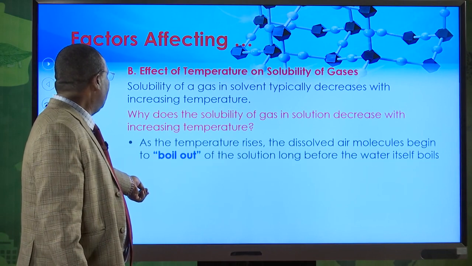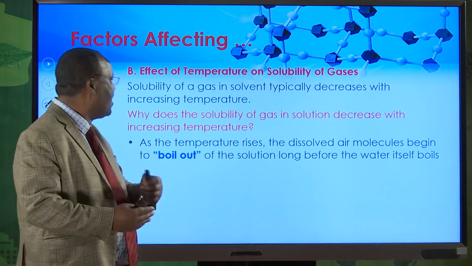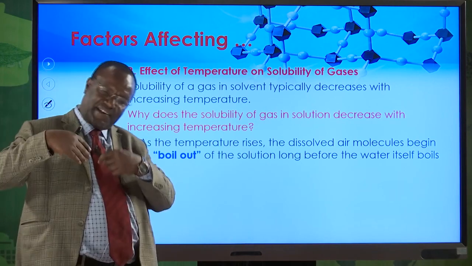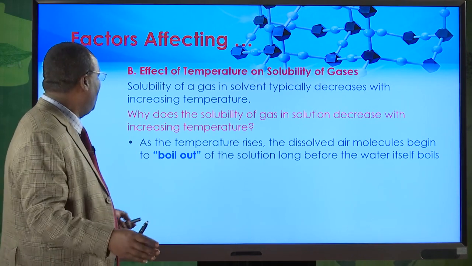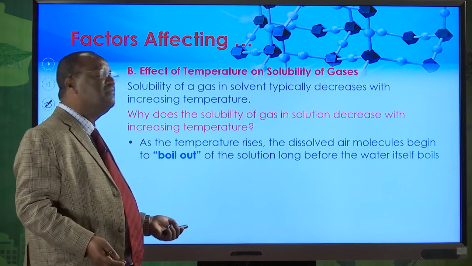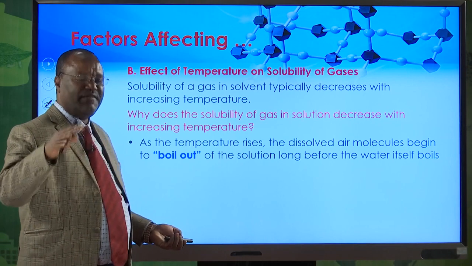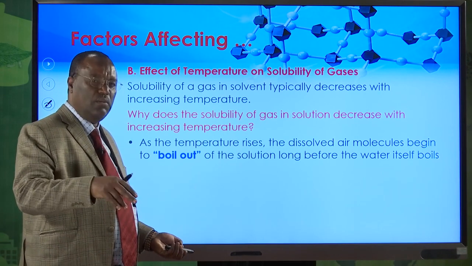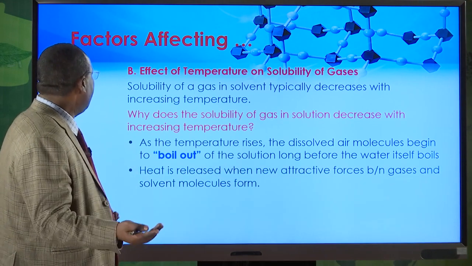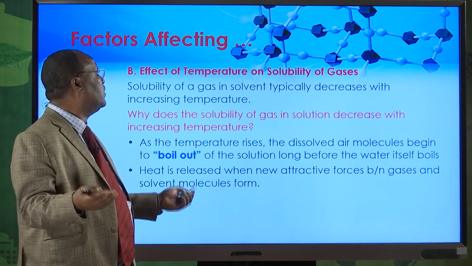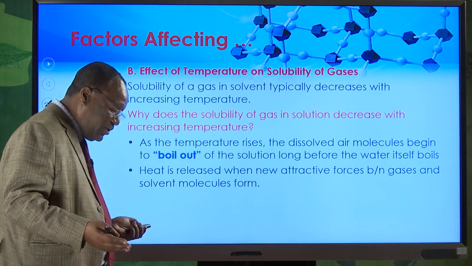As temperature rises, the dissolved gas or air molecules begin to boil out. They escape from the solution long before water itself boils. As temperature increases, the concentration of gas dissolved in the solvent decreases, and the gaseous molecules will escape or boil out. Heat is released when new attractive forces between gas and solvent molecules form. So this is also exothermic.